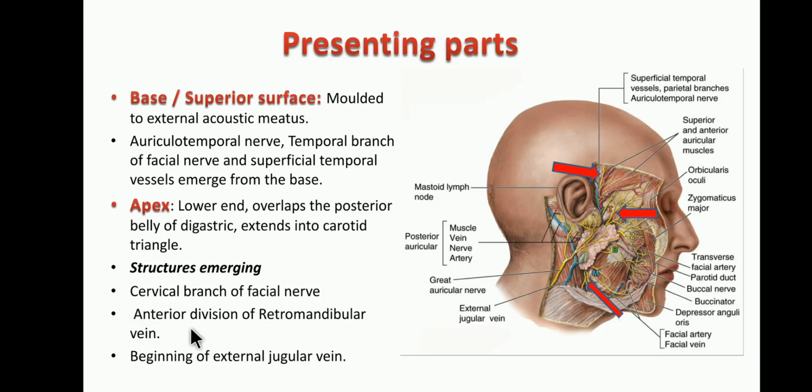It is actually the posterior division of retromandibular vein joining with the posterior auricular vein to form the external jugular vein. So the commencement of external jugular vein and the emergence of the cervical branch of facial nerve, these two are actually seen in the apex of the parotid gland.